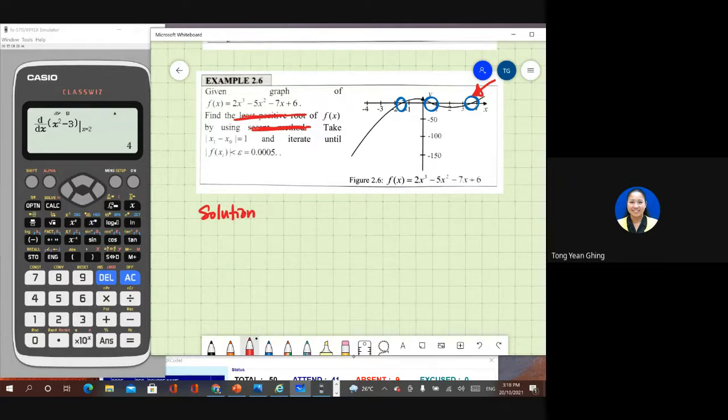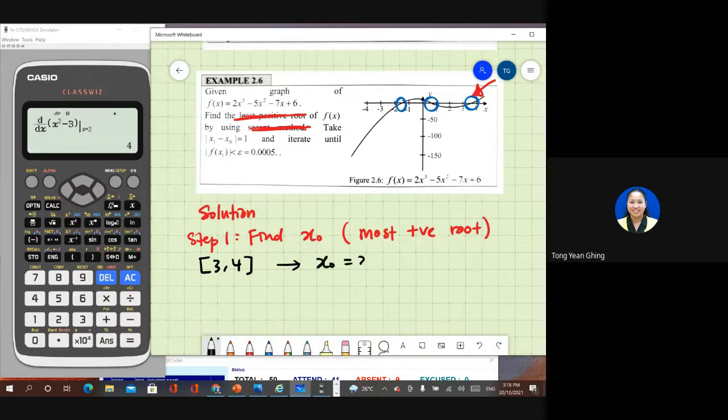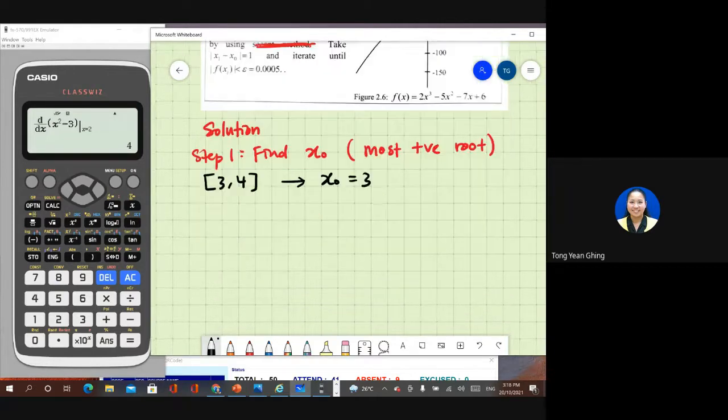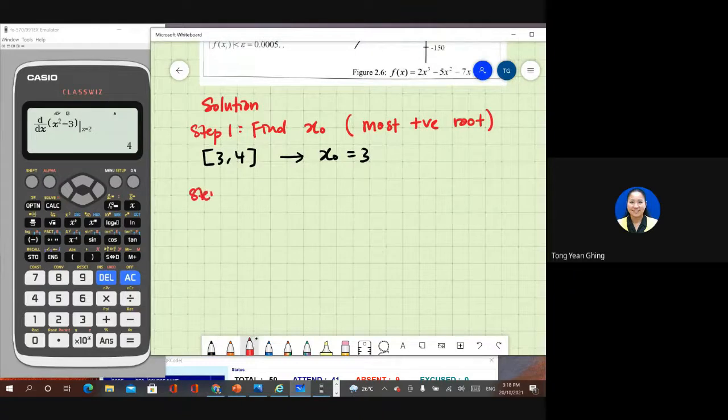So, step 1, we find the x naught, where we need the most positive root. So from here it is between 3 or 4, so we can choose x naught equal to 3. Okay. Then step 2, we build the table and find x i plus 1.